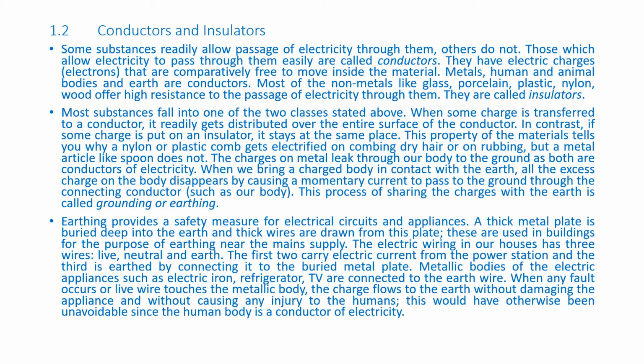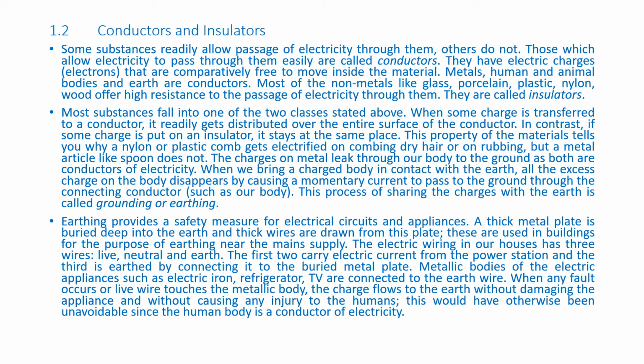Having studied about charges in section 1.1, let us discuss conductors and insulators. Some substances readily allow passage of electricity through them, others do not. Metals allow electricity to pass through them, whereas plastics and insulators do not. Those substances which allow electricity to pass through them are called conductors. They have electric charges, generally electrons, that are comparatively free to move inside the material.